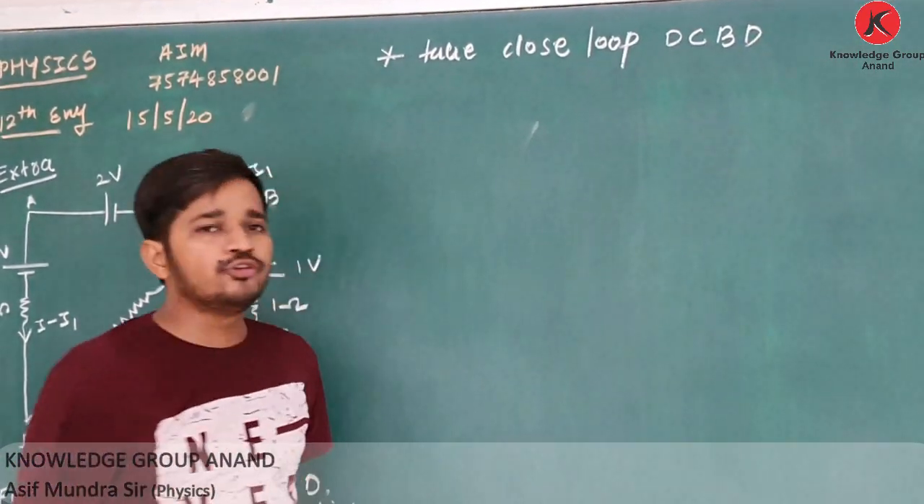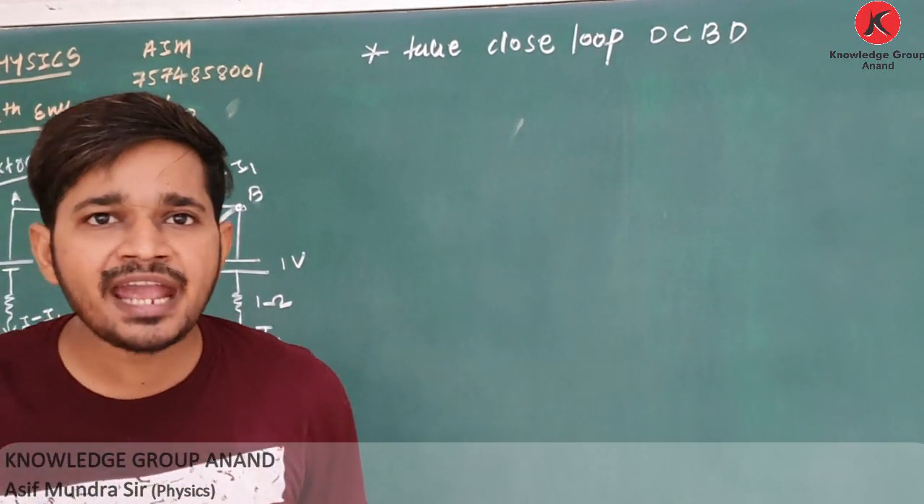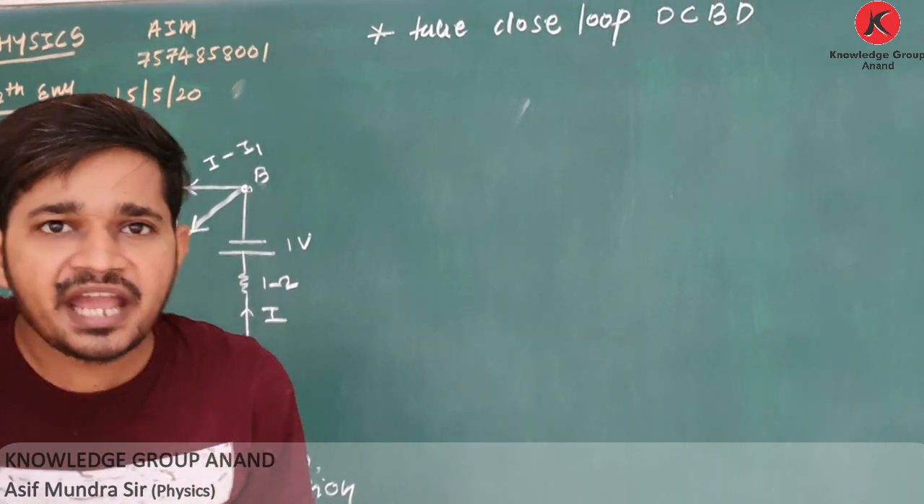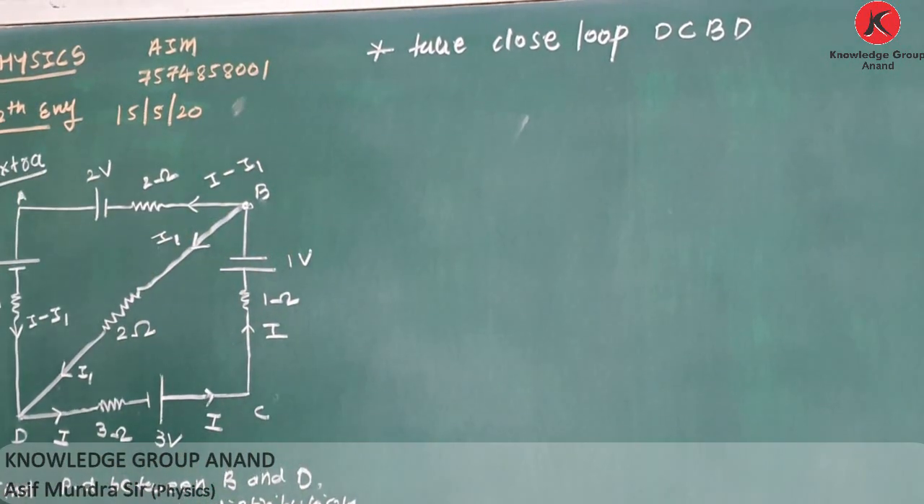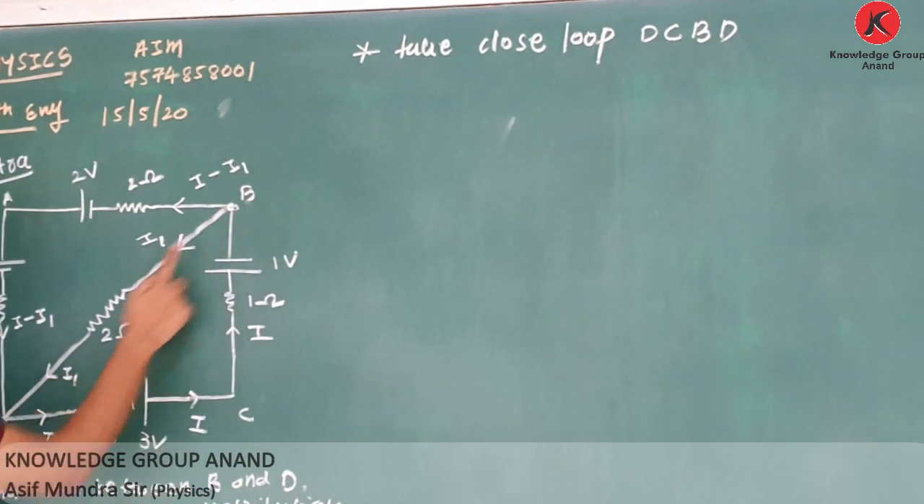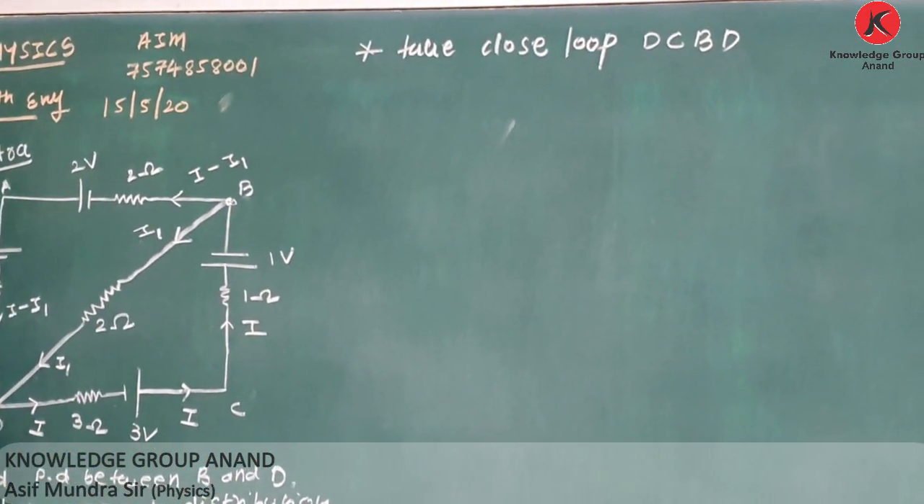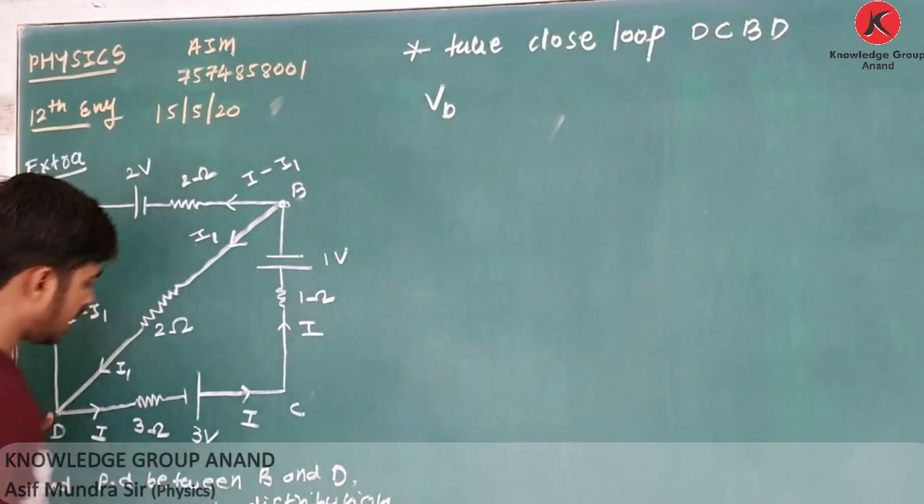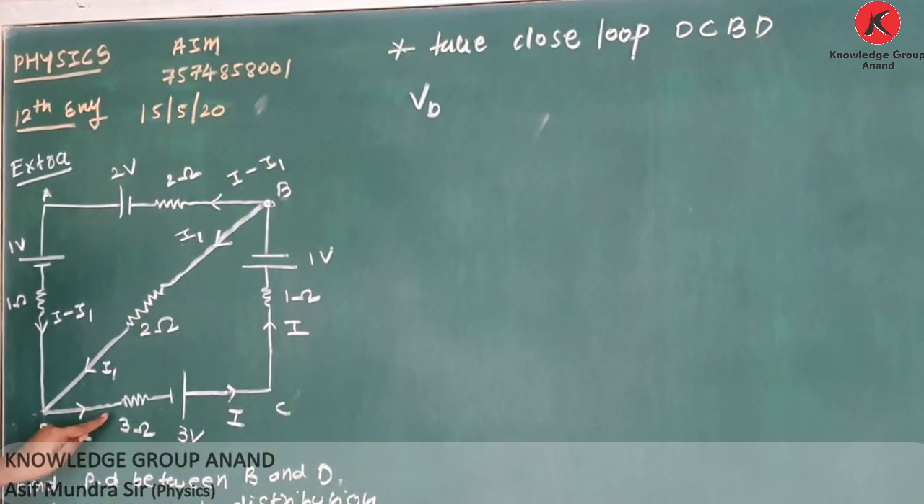Hello students. You can take any loop in any direction. First of all, I am taking this loop, D, C, B, D. Starting from point D, how do we write it? VD.